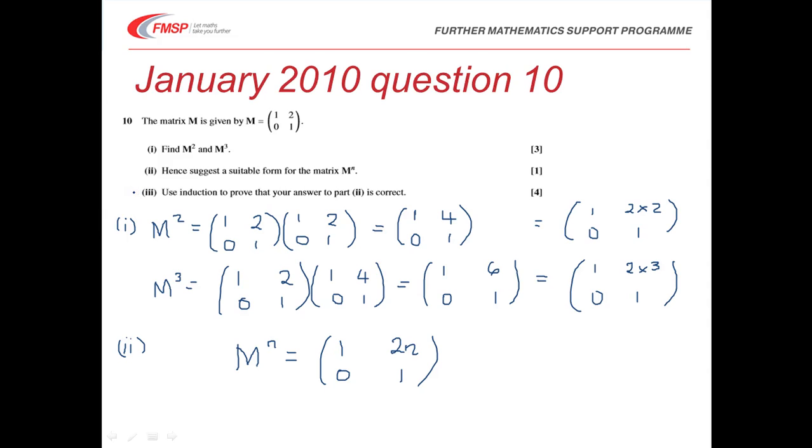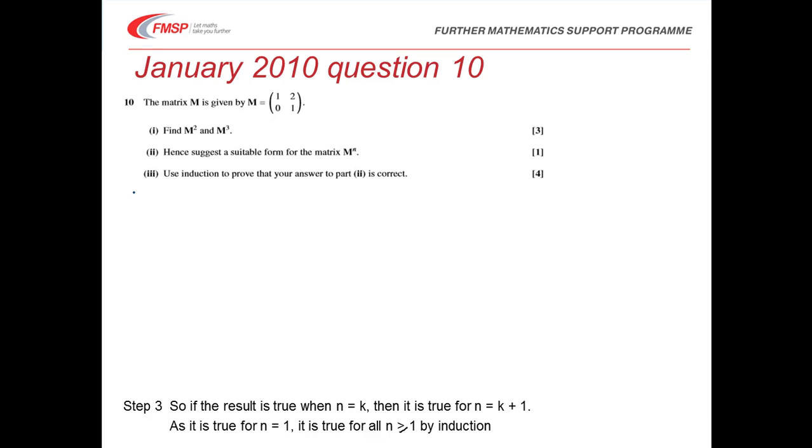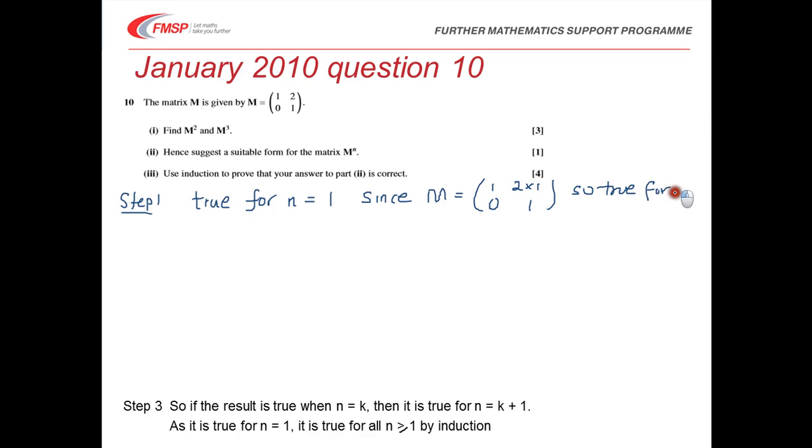So let's just take another slide and see if we can prove that. So step 1, now in step 1 we've effectively done that really, but we'll write it down. We know it's true for n equals 1 since M is equal to 1, and we've got 2 times 1 here because it was 2, 0 and 1. So it's true for n equals 1.